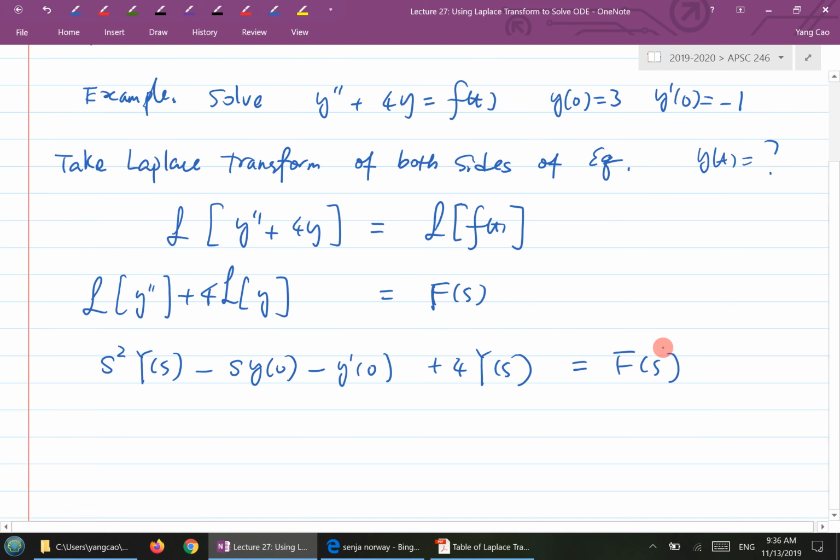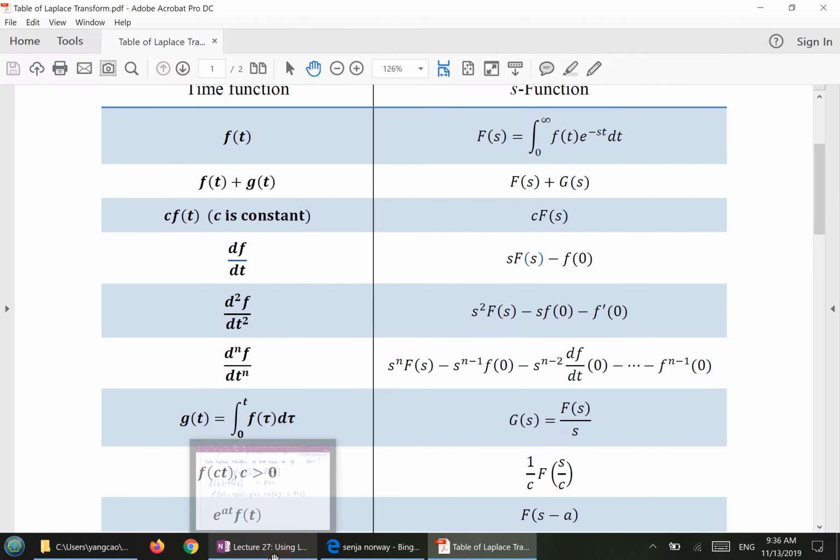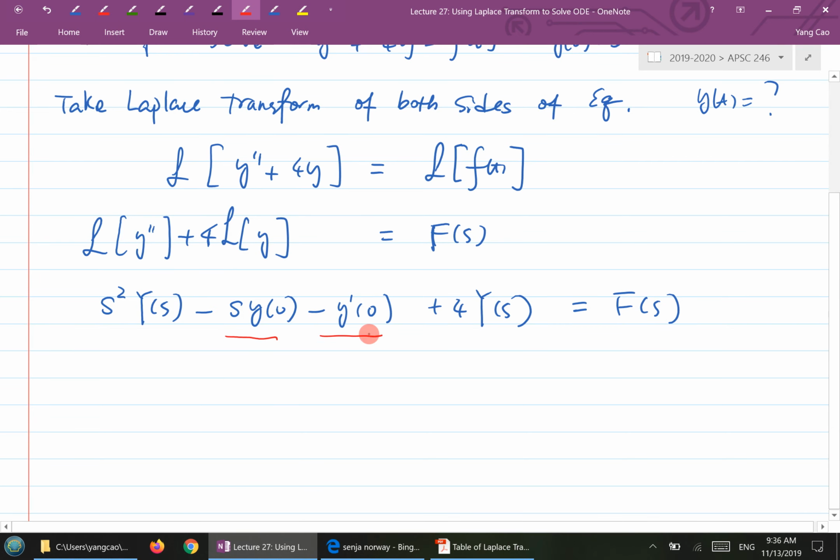So we have initial conditions here. y of 0 is 3, y prime of 0 is -1. So I'm going to plug them in here and here. Remember, each term where they are from, like these two terms, they're from the initial conditions. So if the initial conditions are 0, then these two terms will actually be 0. They're not going to exist.